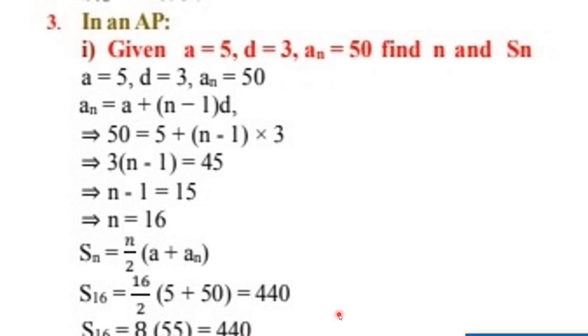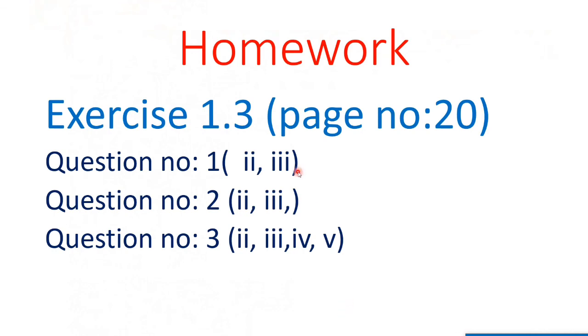Now, I hope you have understood all the problems which I have explained today. So it is now the time to take down the homework. The homework questions are as follows, children. In exercise 1.3, page number 20, in question number 1, you have to do the sub questions 2 and 3. In question number 2, you have to solve the 2nd and 3rd. And in question number 3, you have to work out the sums 2nd, 3rd, 4th and 5th.